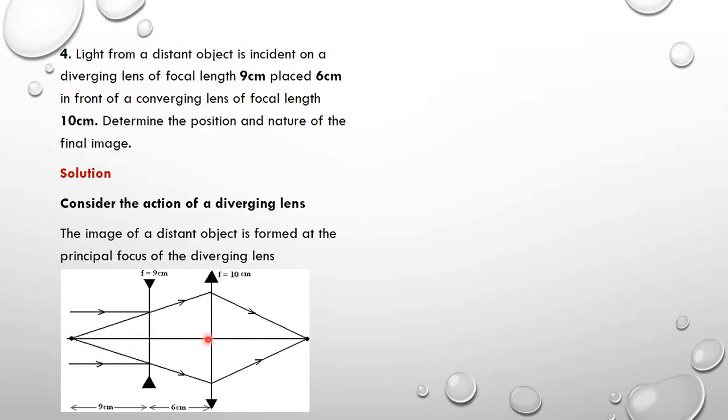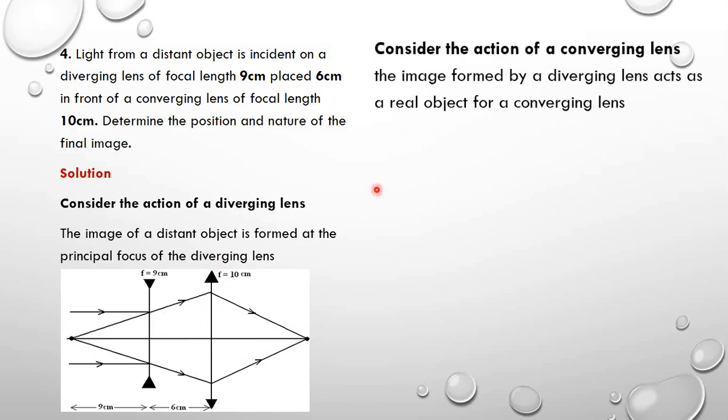If I want to get the object distance for the second lens, that is for the converging lens, it's the distance from here up to here, which is 9 centimeters, plus the distance from here up to here, which is 6 centimeters, that's the separation, giving us 15 centimeters. It's a real object for the second lens, which is the converging lens. So let's consider the action of the second lens. The image formed by the diverging lens acts as a real object for the converging lens, as I've said. So that distance is 9 plus 6, which is 15 centimeters, and f is 10 centimeters.